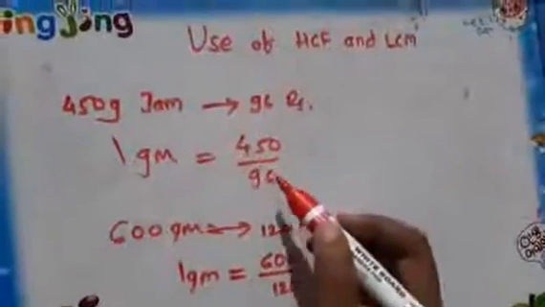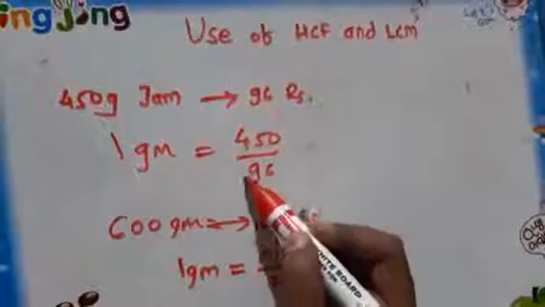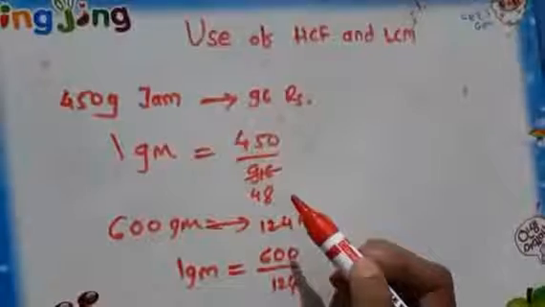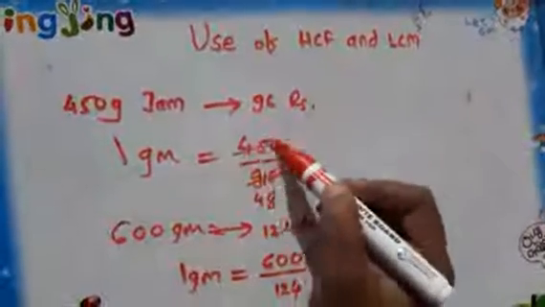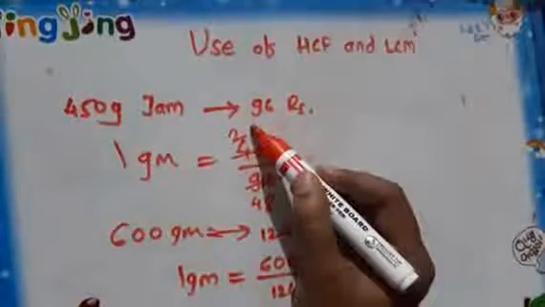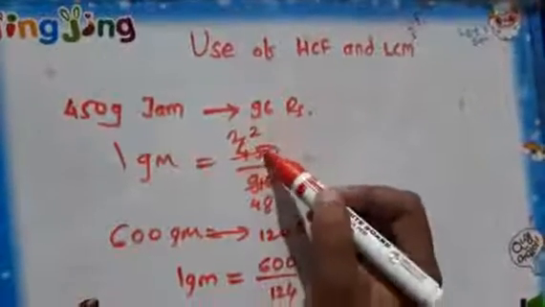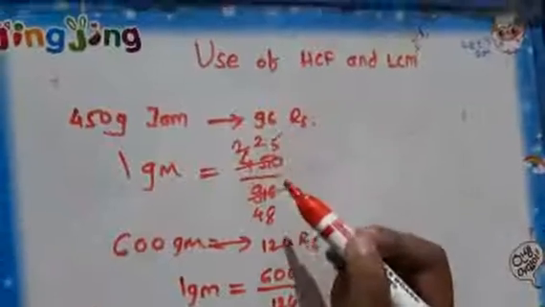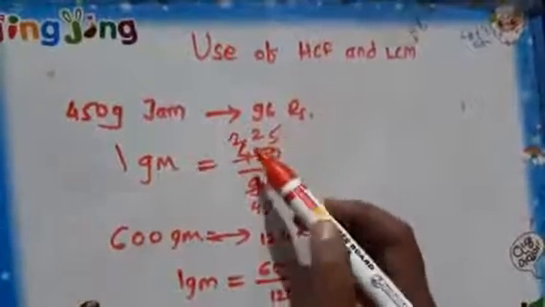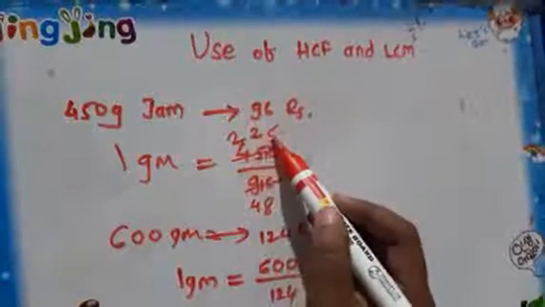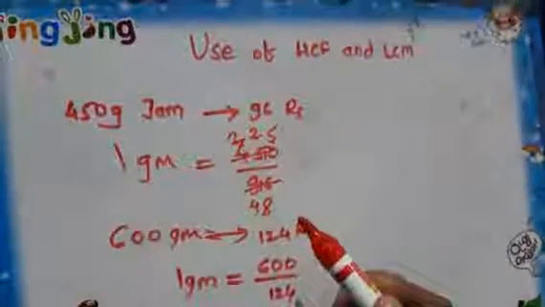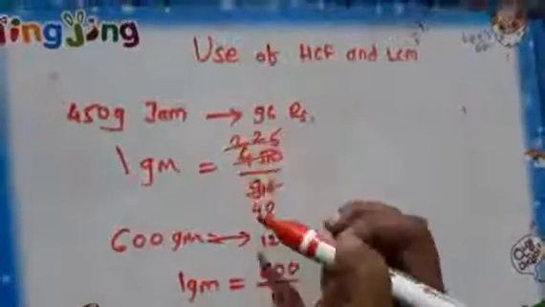If you find this value, see, both numbers are divisible by 2. We can start with 2. 2 4s are 8, 1 will remain. 2 8s are 16, and so on. This number is not divisible by 2, so we can start with 3. 2 plus 2 plus 4 plus 5 is 9, so this is divisible by 3. And here 4 plus 8 is 12, so this is also divisible by 3. So we can take 3 for both the numbers.